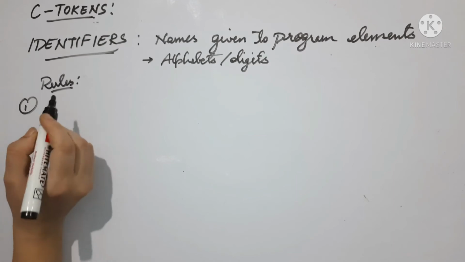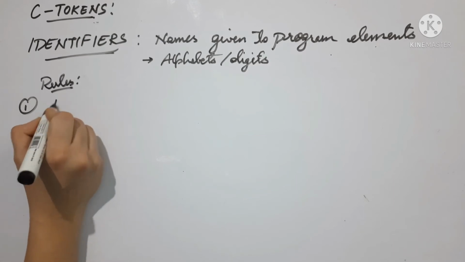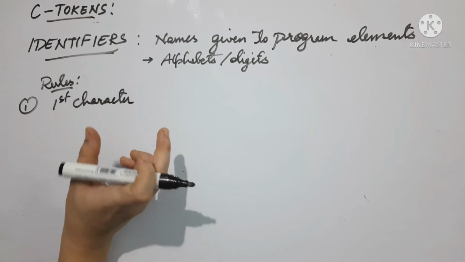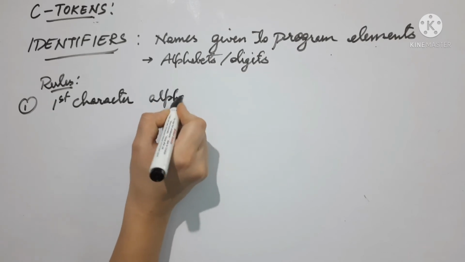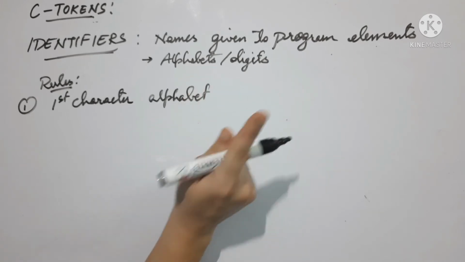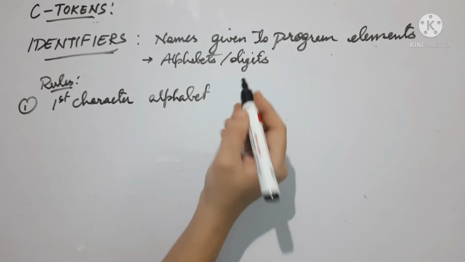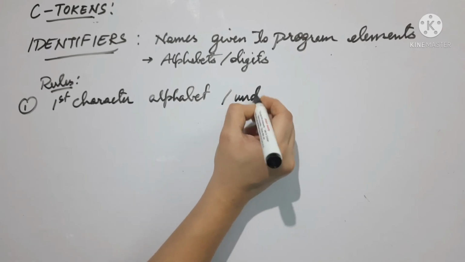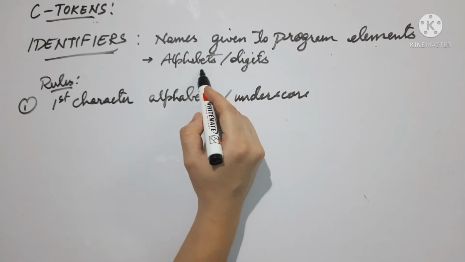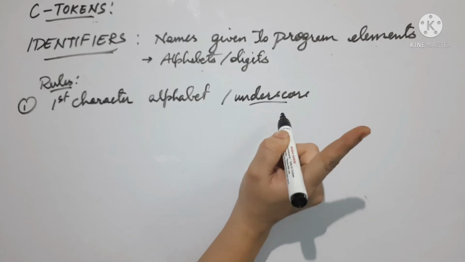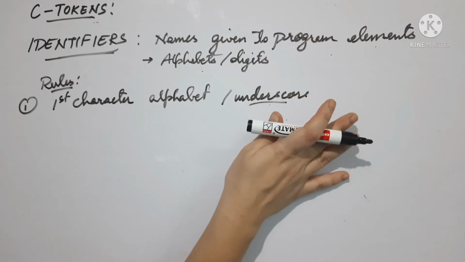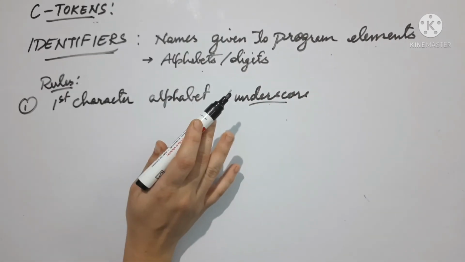Rule number 1. The first character must be an alphabet. Whatever first character we are using in the name, that should be an alphabet. Digit is not allowed. The name can consist of alphabets and digits, but the first letter should always be an alphabet, or we can use underscore. Now you can tell me, ma'am, underscore comes under special symbol, but this is allowed? You said only alphabet and digits. So this is the only exception you have. Only underscore can be used, but other special symbols are not allowed. And the first character must be an alphabet.